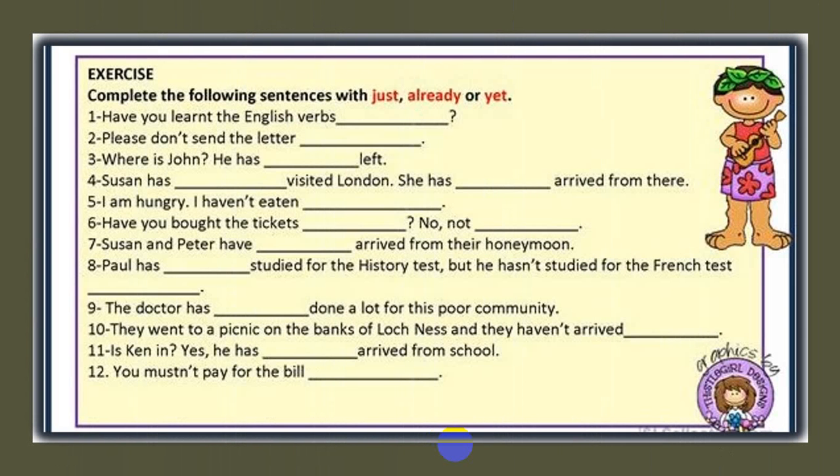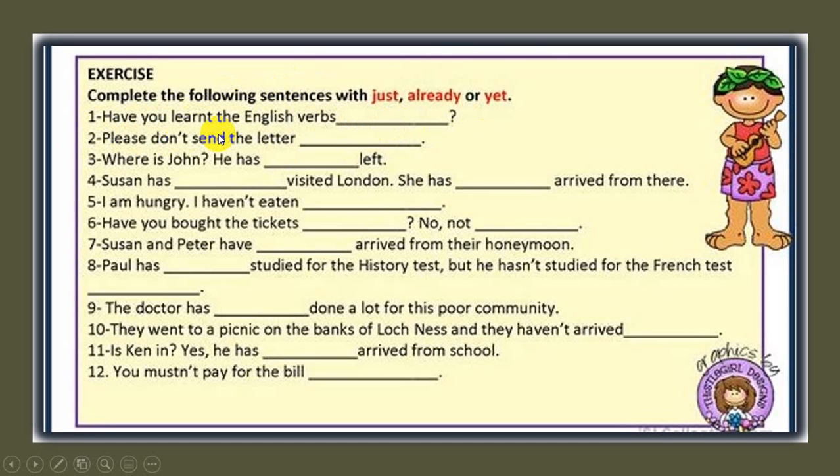Okay, let's check our understanding. Put just, already, yet. Number 1. Have you learned the English verbs space? Yes, excellent. We have here the space at the last of the sentence, so we put yet. Have you learned? Also, it is a question. Have you learned the English verbs yet?